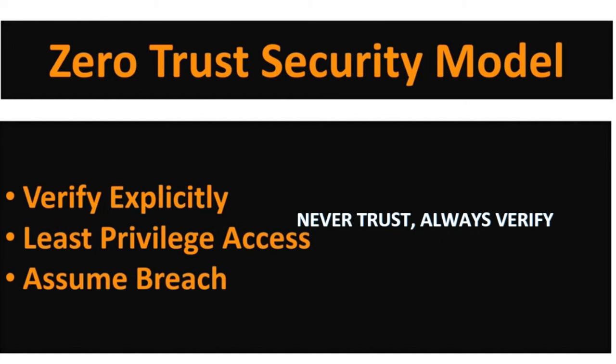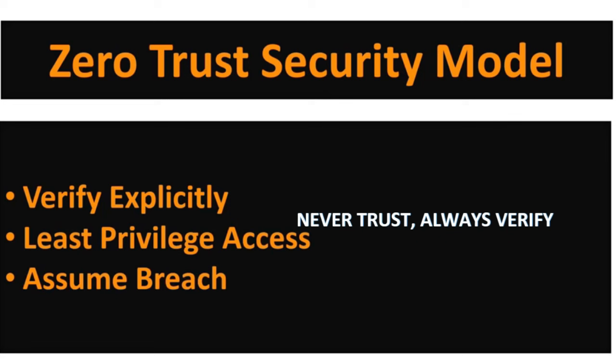The next concept is assume breach. You design systems assuming attackers are already inside the network and implement measures to limit potential damage. It's a security mindset where organizations operate under the assumption that attackers will at some point find a way to get past defenses. So instead of focusing only on keeping attackers out, it emphasizes detecting, containing, and minimizing damage from potential breaches.